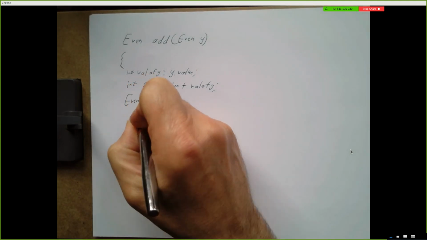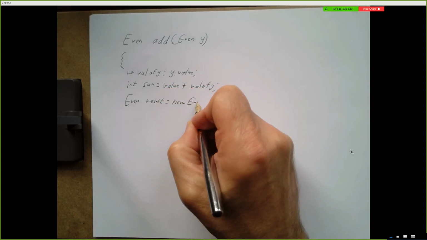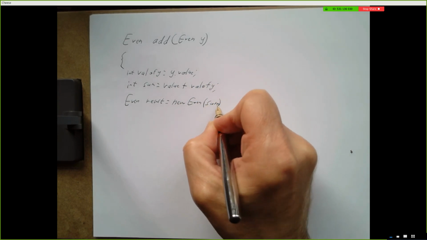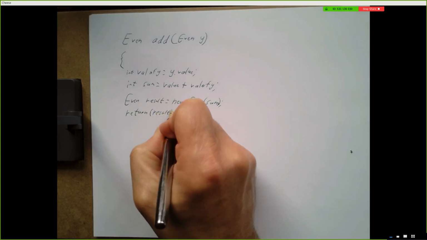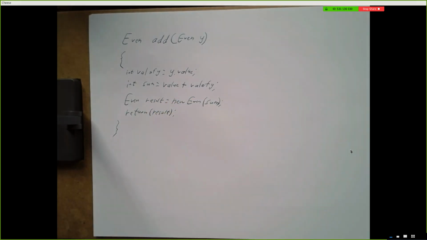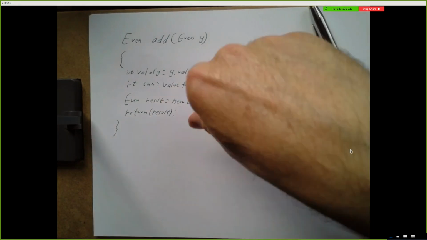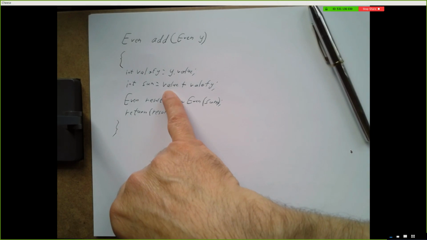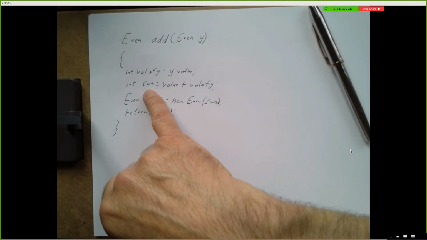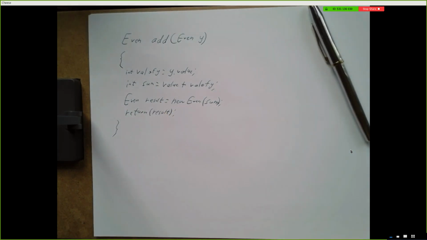And then I make a new even result equals new even, constructed using this sum, and then I could return result. This is a bit long-winded but hopefully pretty clear way to implement this function, right? We get the value of y, we add it to the value of this object. That gives us an integer, which is the sum. We construct a new even using that called result, and then we return result. Very step-by-step and straightforward.